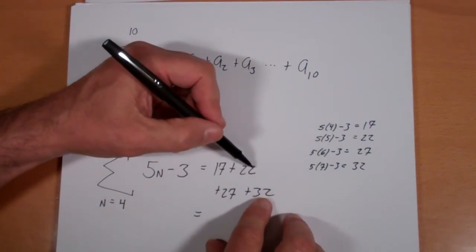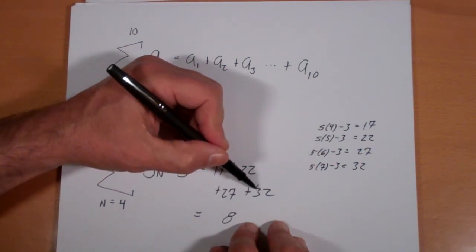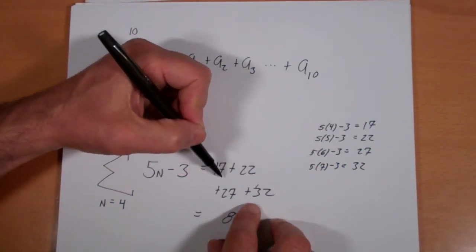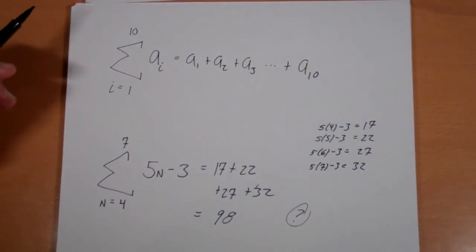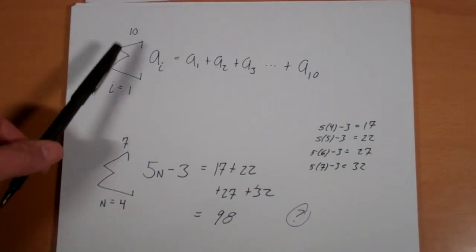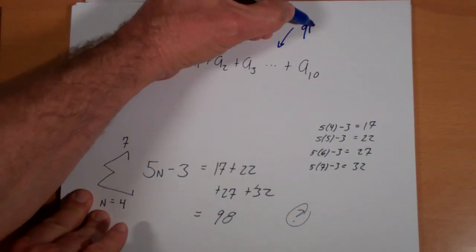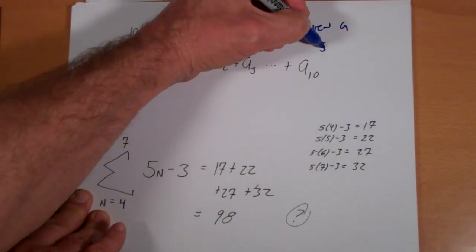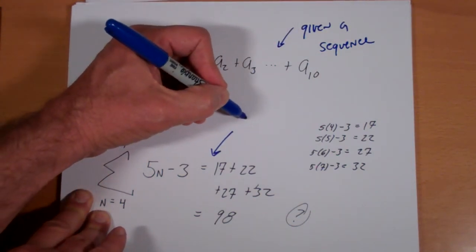That's 17 plus 22 plus 27 plus 32. I think it's 98, though. I did that really quick, so I'm not sure. Make sure and email me if that problem's wrong. But see the differences? Here you're given a sequence. Here you have a formula.